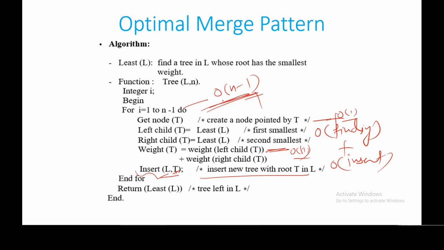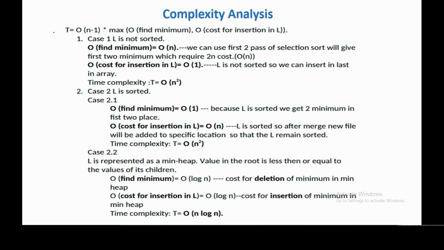अच्छा, ये तो n minus 1 होगा. No, not plus, n minus 1 multiplied by, क्योंकि ये इसके अंदर है, this is the outer loop, and these two processes are inside this particular loop. अब इनमें से जिसकी ज़्यादा कॉस्ट होगी, मीन्स एलिमेंट फाइंड करने की या उसको इंसर्ट करने की, that will be multiplied with the O of n minus 1. So here the complexity will be T equal O of n minus 1 multiplied by max of O of find minimum, comma, O of cost for insertion in the list. ठीक है. So this can be the time complexity.